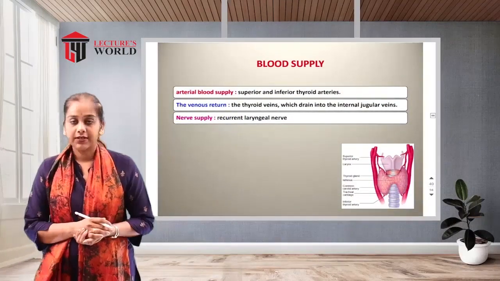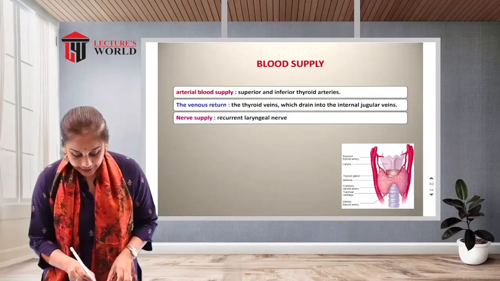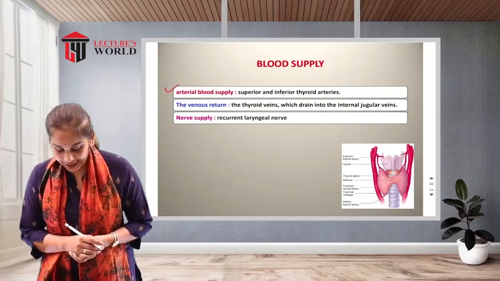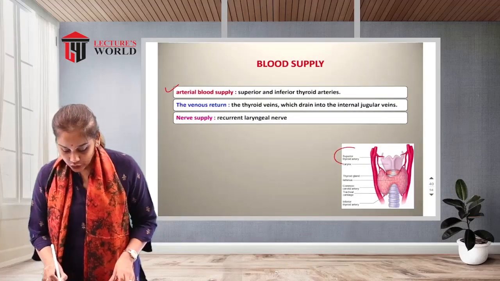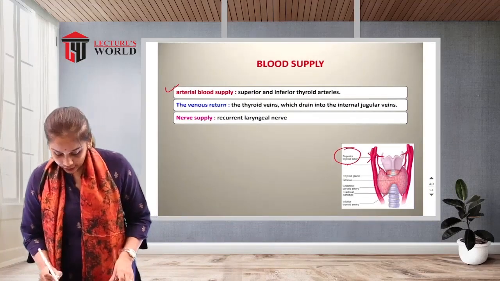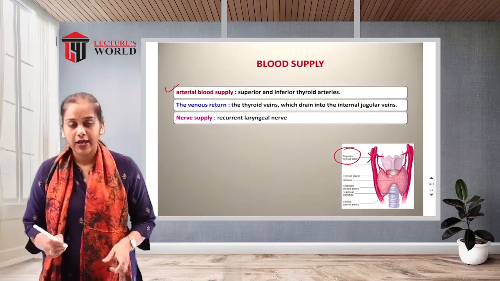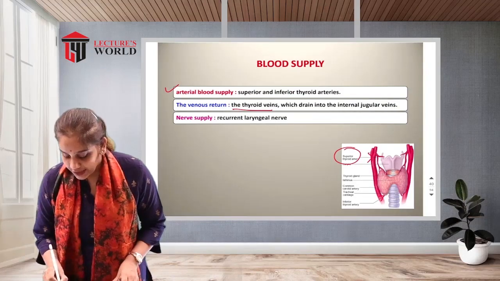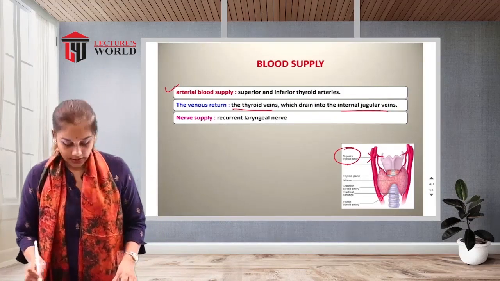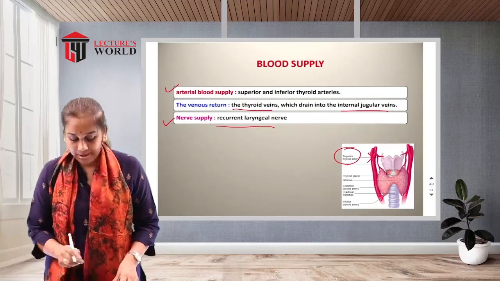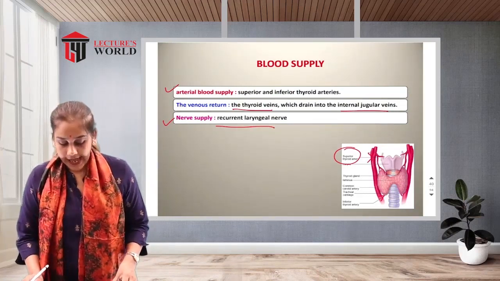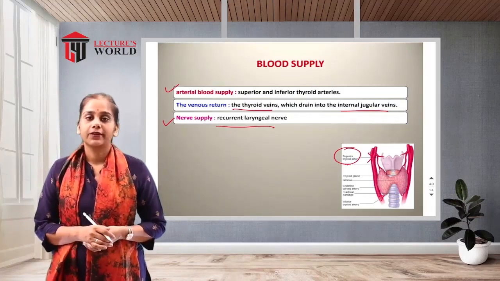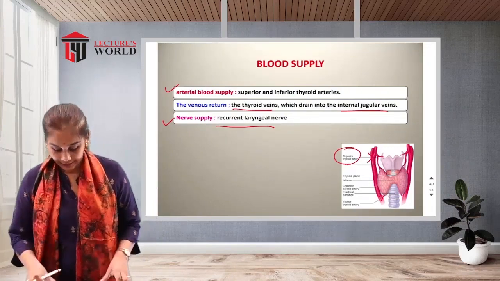Now we will see the blood supply of the thyroid gland. First is the arterial blood supply, which is given by the superior and inferior thyroid arteries. See, this is the superior and inferior thyroid artery. Venous drainage is done by the thyroid veins, which drain into the internal jugular veins. What about the nerve supply? That is given by the recurrent laryngeal nerves, which supply the thyroid gland.